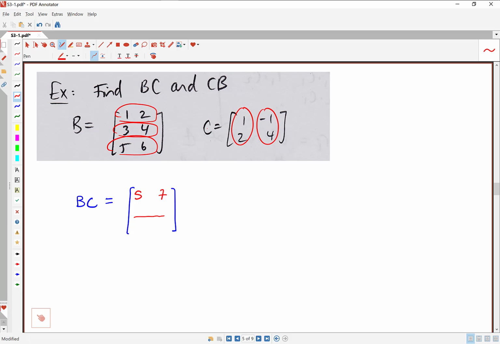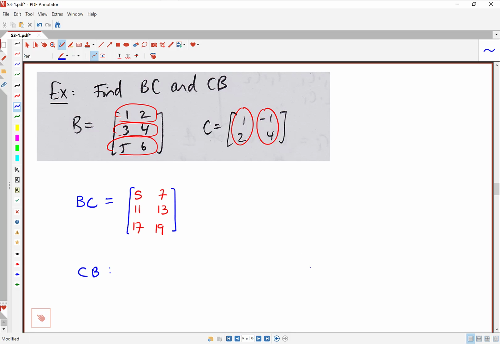So our dot products are going to look like 3 plus 8 is 11, and -3 plus 16 is going to be 13. Okay, and then we get the bottom row just by grabbing the bottom row of B and doing the various dot products with the columns of C. So 5 plus 12 is 17, and then -5 plus 24 is 19. So there we go.